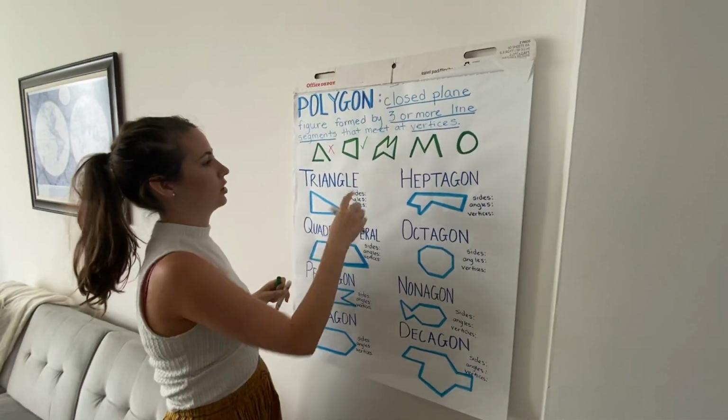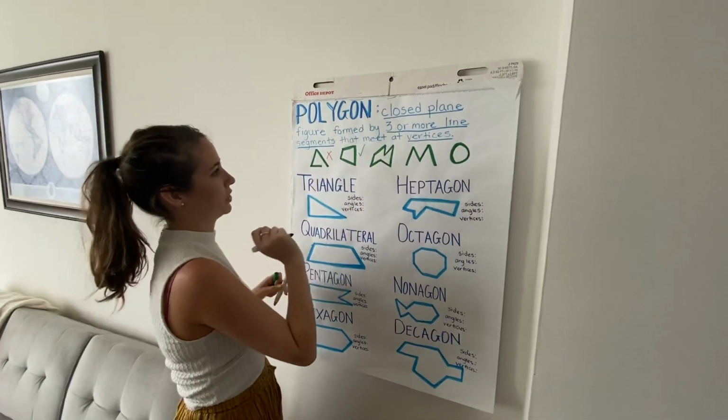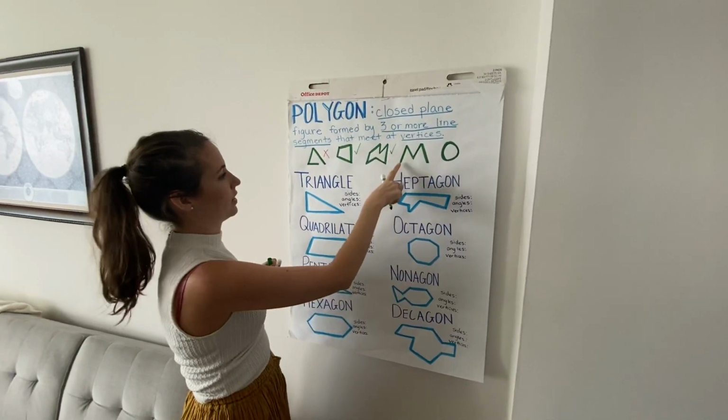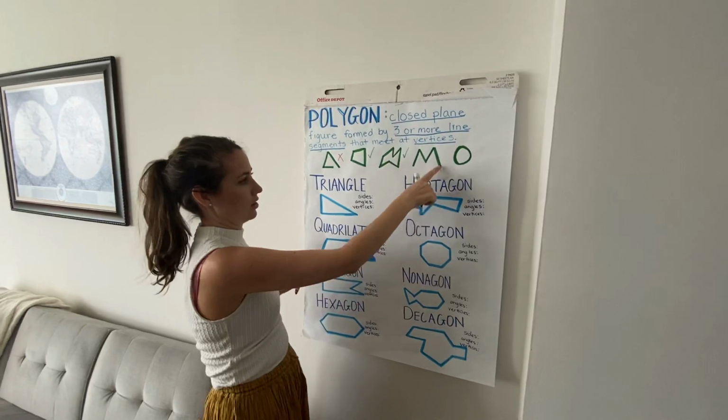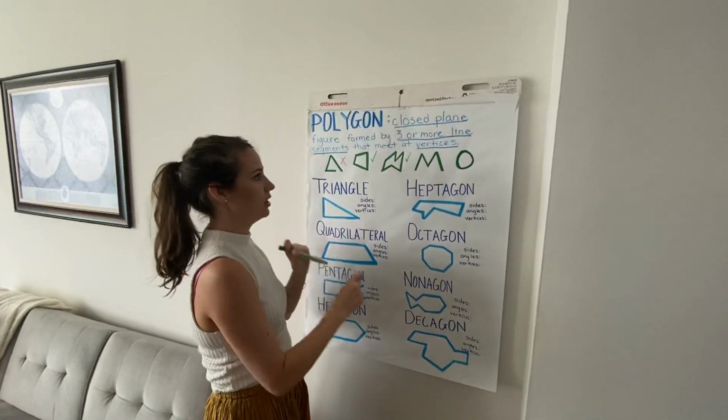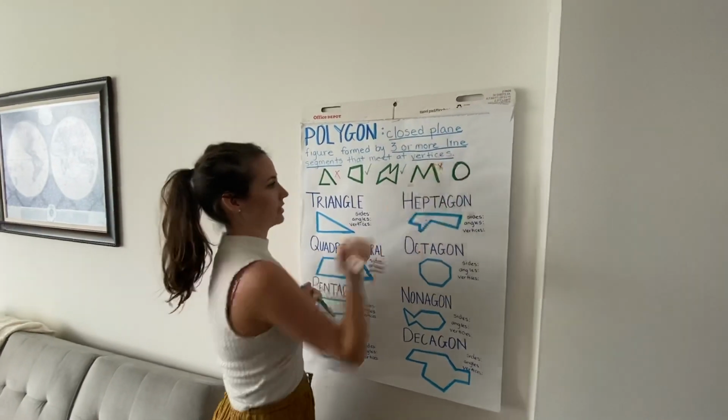Next one, closed. This one is closed all the way around. It has 3 or more lines. We're good. That one's a polygon. This one, it has 3 or more lines, but it's not closed. You see how there's an opening here? If there was a line from here to here, we'd be good to go. But because of that, it is not a polygon.